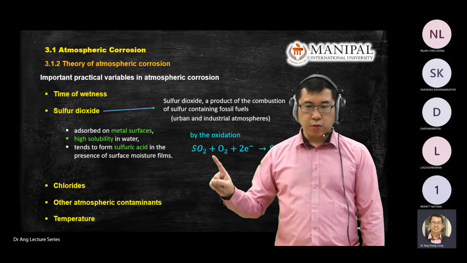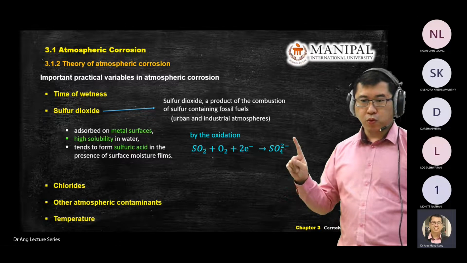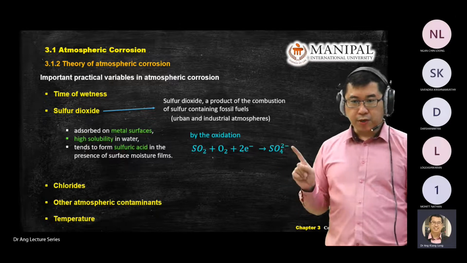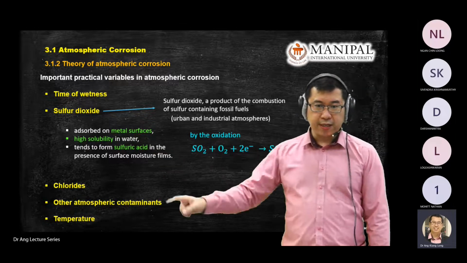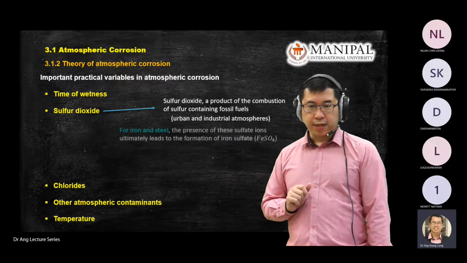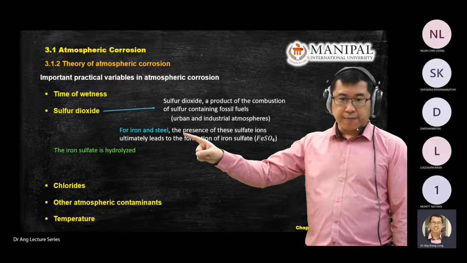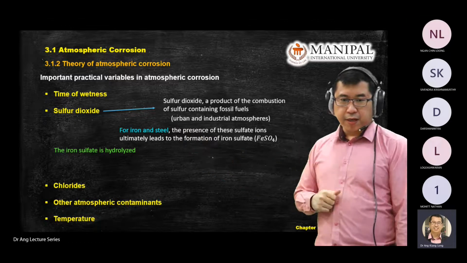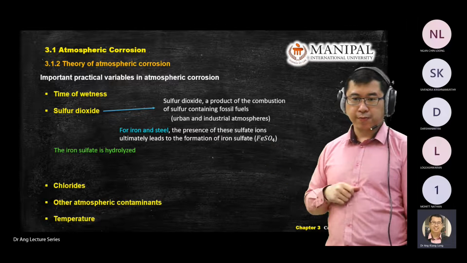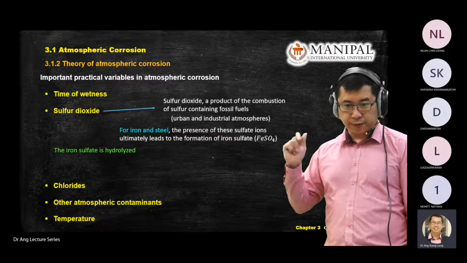So SO2 plus oxygen plus charge, you get SO4, 2 negative. Okay. This one contributes to the acidic behavior. So these are the products. When you have metals, you combine with sulfur oxide reaction, you will get FeSO4. Okay, you get FeSO4, or another name is iron sulfate.